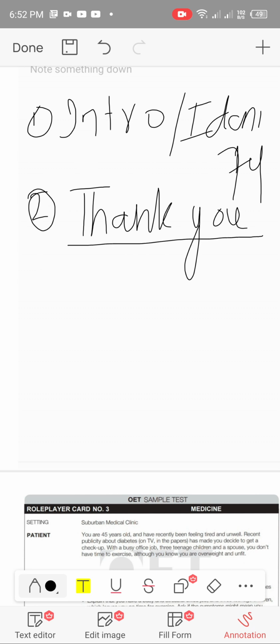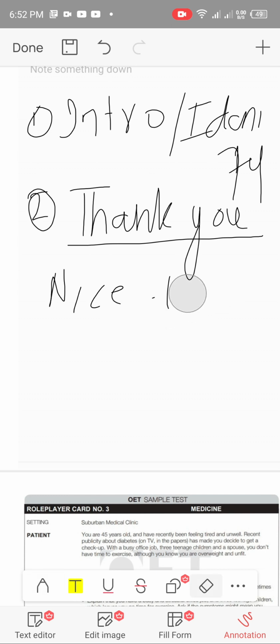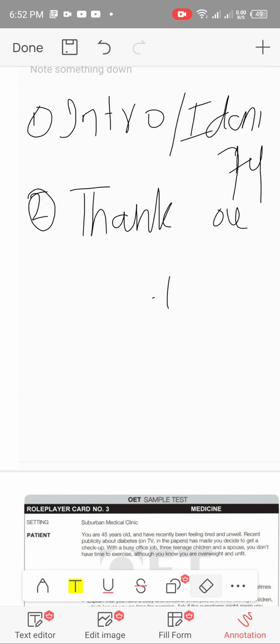Now, some people try to say something like, nice to meet you. Don't say this. It seems very inappropriate. Somebody is coming to you with a broken arm, or a pain in the abdomen or the chest, and you are saying nice to meet you. That's not giving a good impression at all. He or she is not feeling good. Learn to say instead, thank you for coming today.